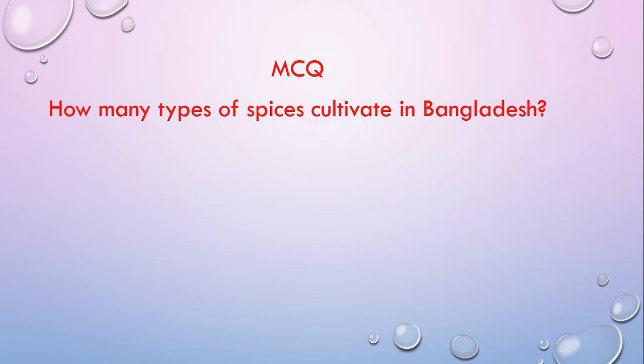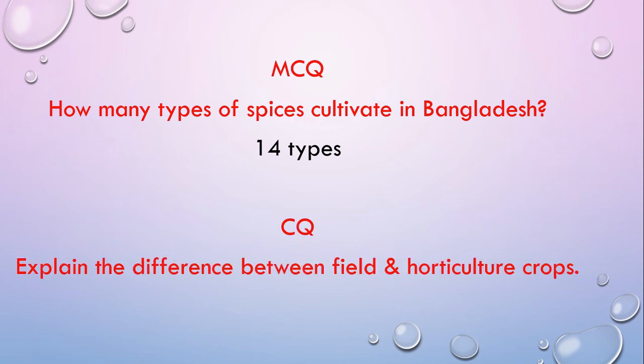This is all about today's lecture. You can get this type of MCQ question from this section, which is how many types of spices are cultivated in Bangladesh, which is 14 types of spices, which are horticulture crops. Next one is explain the difference between field and horticultural crop, which I showed you at the last. This one is very important for 3 and 4 marks. So this type of question you can get from this section.